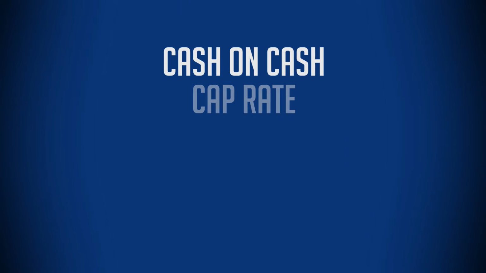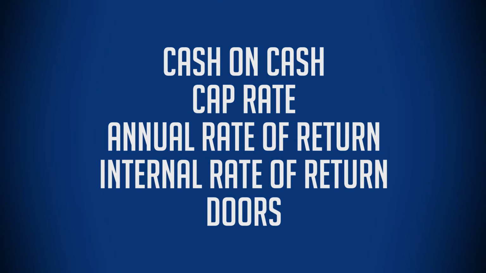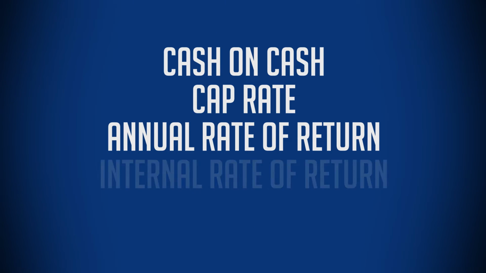Assets under management is one I like to use. We're approaching now 125, or personally 125 million in assets under management. So that's something that I use as a metric for me. You have to find out what metrics work for you. Is it cash on cash, cap rate, annual return, internal rate of return, doors, whatever it is. But you have to be able to find out where you are now and what you're looking to do in the future and use these metrics to help you.